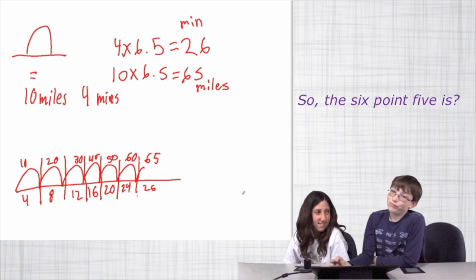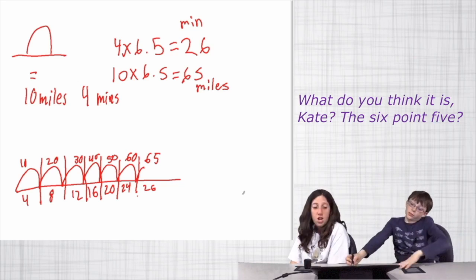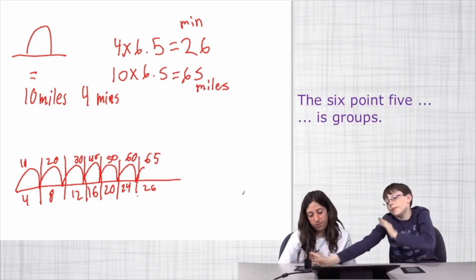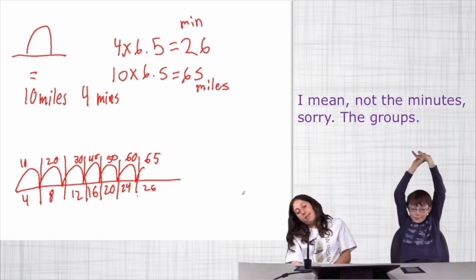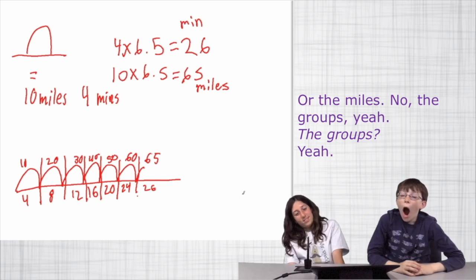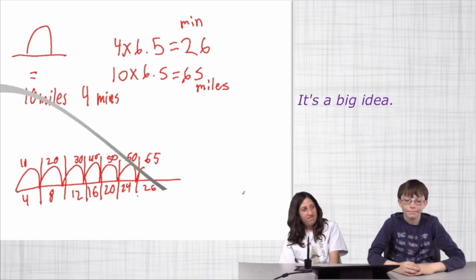So the 6.5 is in both cases. What do you think it is, Kate? The mystery is 6.5. Groups of. The 6.5 is the minutes. I mean, not the minutes. Sorry, it's the groups. No, the groups. Yeah. It's a big idea.